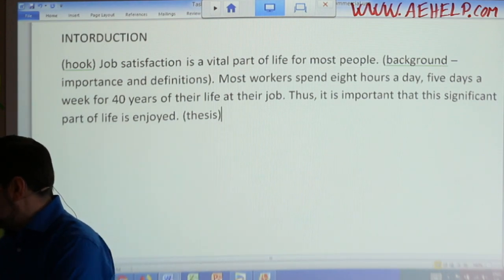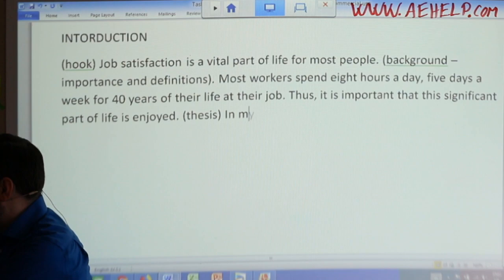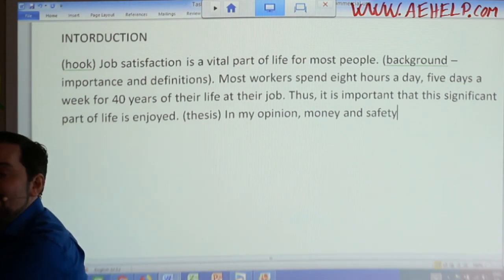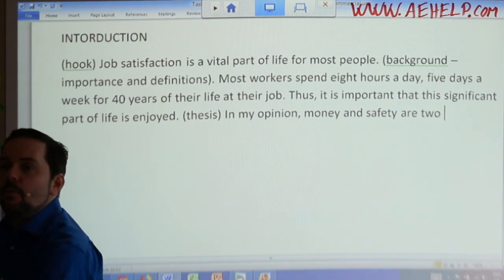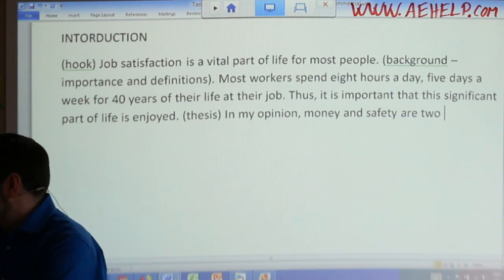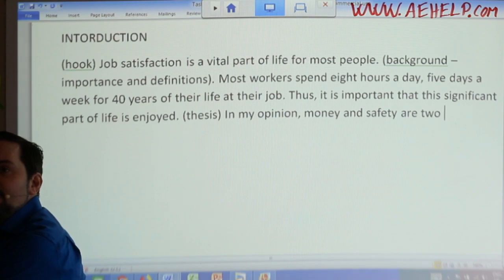So, in my opinion, money and safety, they're both nouns, so it's grammatically parallel, which is great. In my opinion, money and safety are two, what? Can we give another word here? So Saeed just said two factors, but before factors, can we add another word to say that they're important factors?